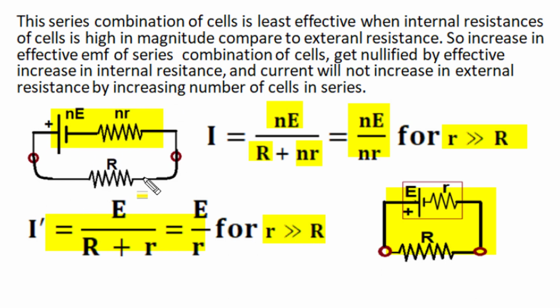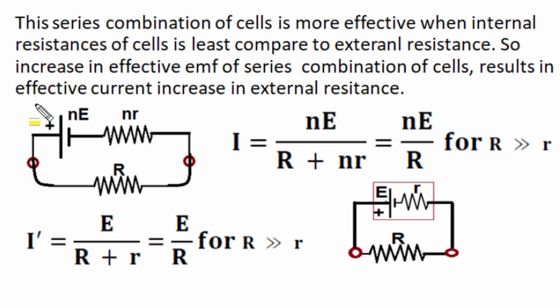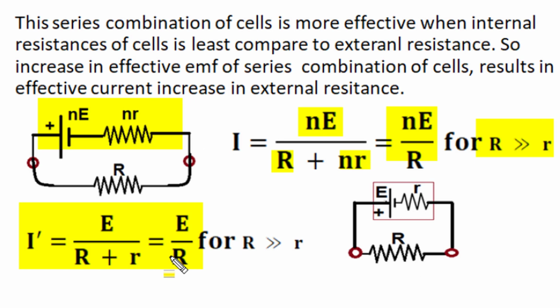So this series combination of cells is not very effective when the internal resistance of the cell is much more than the external resistance. This series connection of identical cells is very effective if internal resistance is very small compared to external resistance, and in that case when we add cells in series, effective EMF becomes n-fold. Also effective resistance becomes n-fold, but this increase in internal resistance is small compared to external resistance, so the current approximately becomes n-fold as compared to the current produced by a single cell.